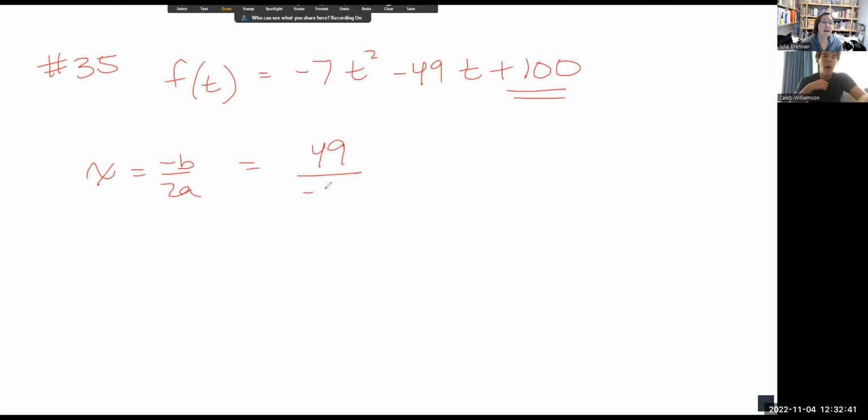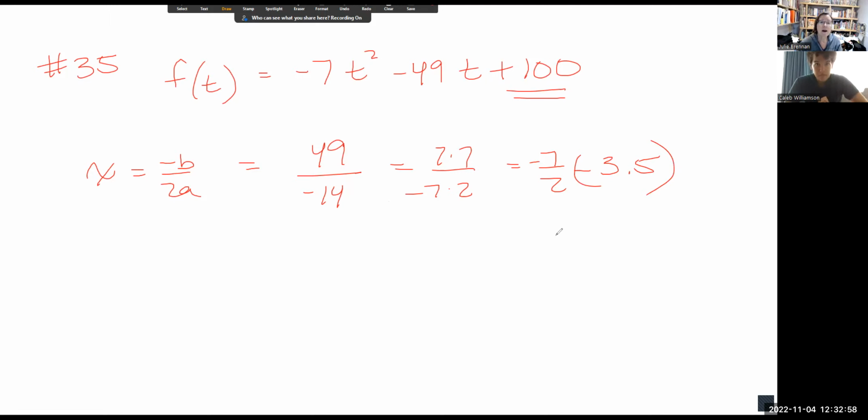Twice a would be negative 14. Of course, 7 goes into both of these, right? This is 7 times 7. This is 7 times 2. So you get negative 7 halves or negative 3.5, right?